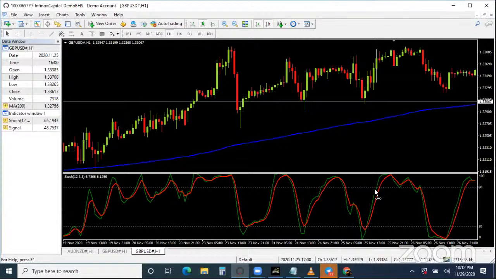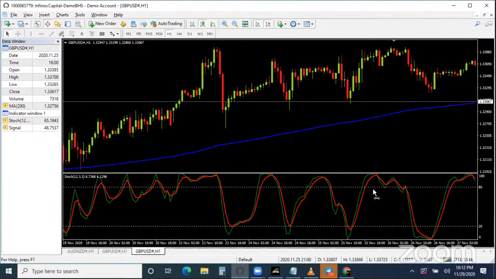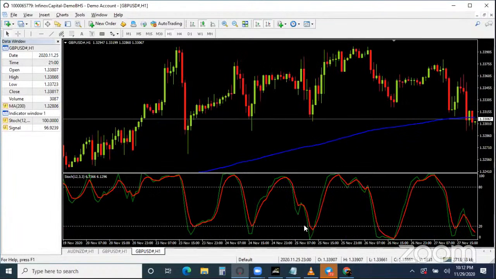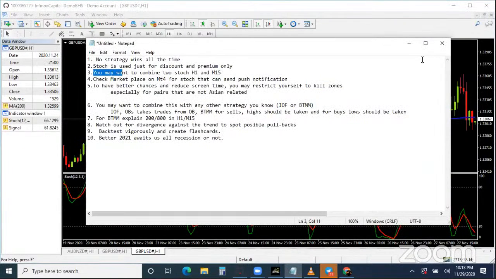Now, while we were back testing, somebody threw in something, and the person said, I noticed that when my H1 and my M15 stock are aligned, I might get better entries. So I'm going to tell you how to do that. And I'm also going to mention, if you want to trade just on H1, how you could also do that. Let's see if I'm going according to plan. All right, so you may want to combine stoke H1 and M15.